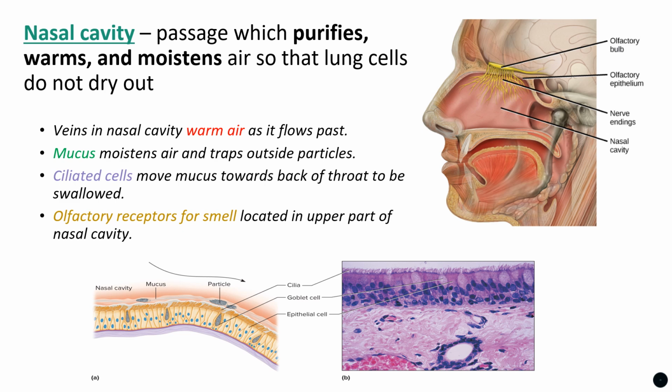We're also in this area going to have olfactory receptors for smell. These are located in the upper part of the nasal cavity, and you can see the olfactory bulb there in the diagram. We talked a little bit about this when we had our lecture on senses.